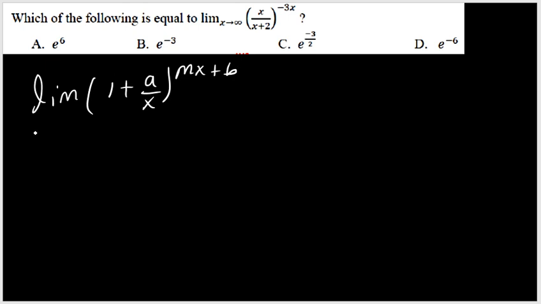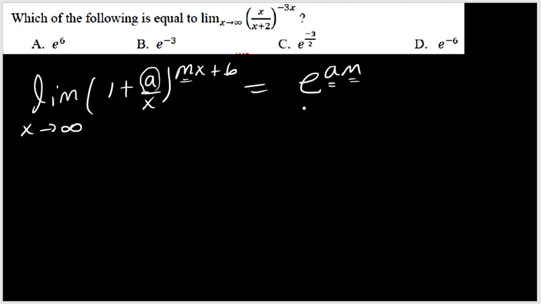First, let's try to recall a special limit: the limit of any function 1 plus a over x, the whole to the power of mx plus b, as x goes to infinity. This is a special limit which is equal to e to the power of am. What's a? That is the numerator of the function x in the bracket, and what is m? It is the coefficient of x in the exponent.